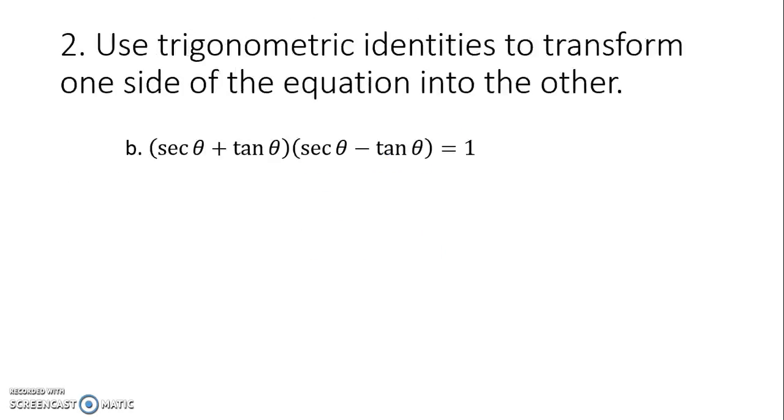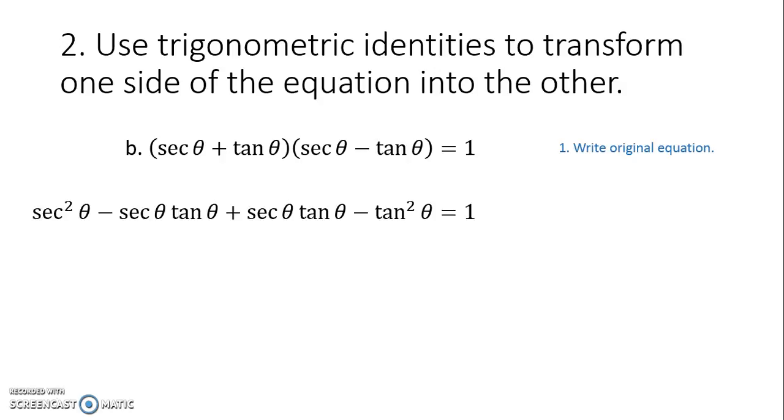Another one, so this is B, same directions. Again, I write down the original equation. I've decided that the left side is clearly the one I need to work with. It's the most complicated. And here I see that I have one set of trig functions, a binomial, being multiplied by another binomial, or set of trig functions. So I'm going to go ahead and multiply those out. And I'm going to FOIL, if you want to call it that, or use your distributive property.